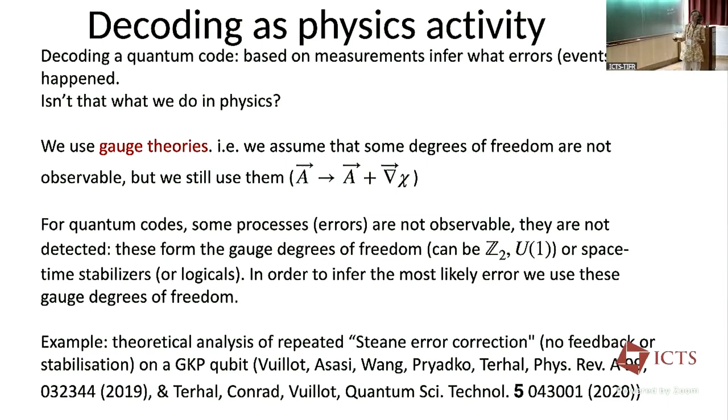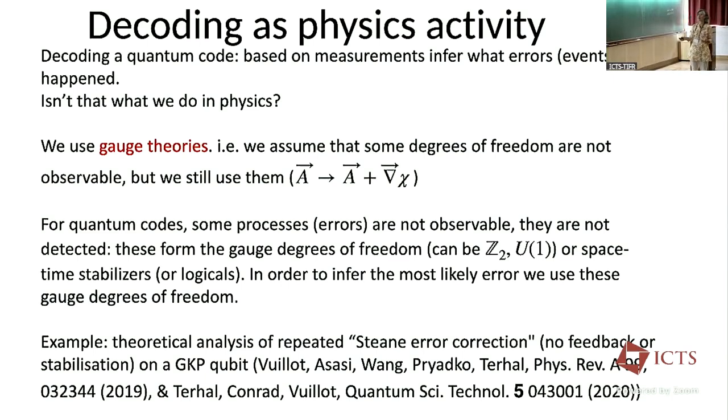And another thing we do in theoretical physics is we use gauge theories. So gauge theories are very widely used, of course, all over the place. And you can ask, well, why do we have degrees of freedom that we actually don't observe, like the vector field? But apparently these are useful. So it's useful to have a theory which describes more than you actually observe. And that's actually what we find in decoding as well. So in theoretical physics, we assume that some degrees of freedom are not observable, but we still use them. And for quantum codes, we have similar things.